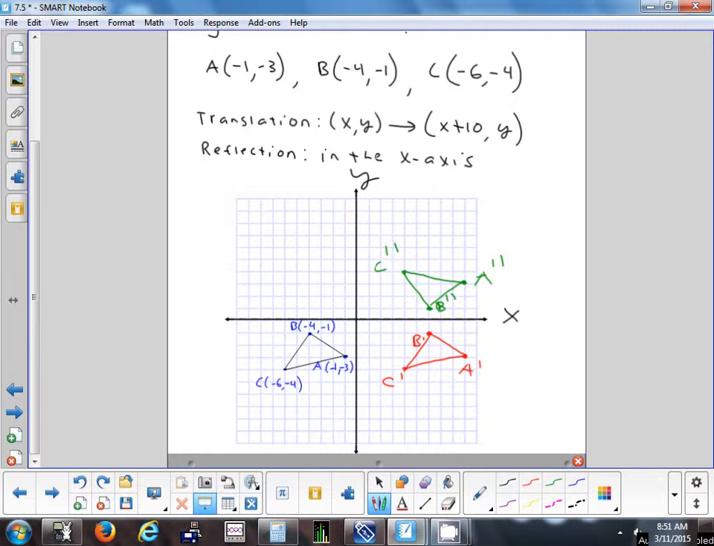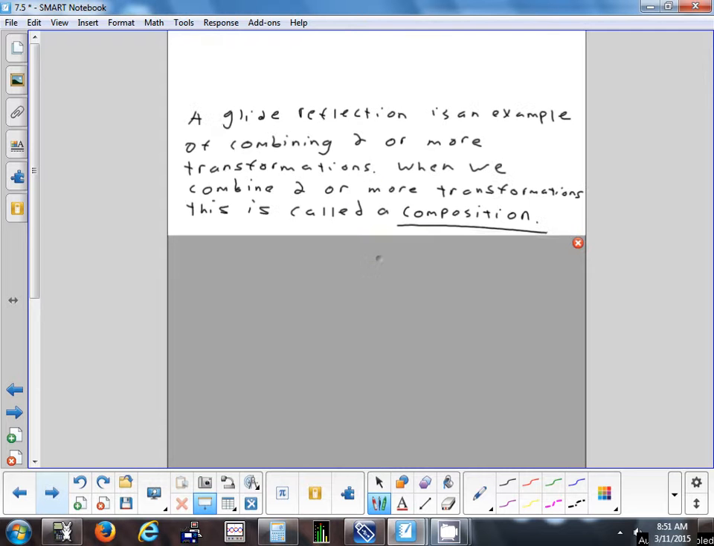Okay, so that's a glide reflection. Glided 10 units right, and then we reflected. So a glide reflection is a specific example of taking two transformations and putting them together. When you combine two transformations to get a new image, that's called composition. A composition is when you take two or more transformations and put them together.